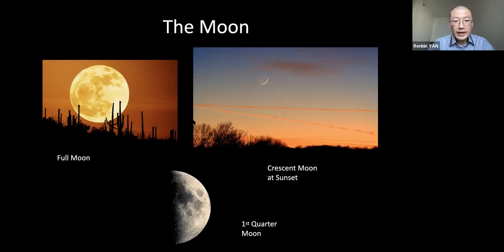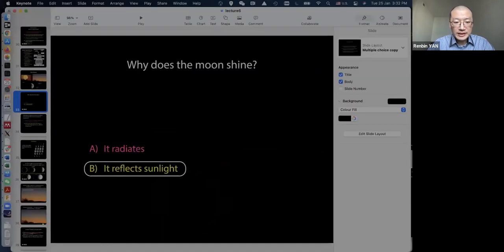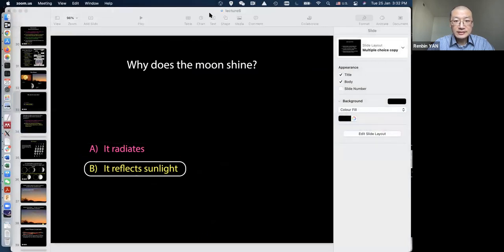So why is the moon sometimes a full circle, sometimes half, sometimes just a silver crescent? What is the reason for the moon phases? First of all, before I ask you that question, I want to ask this question: why does the moon shine? Is that because it radiates or because it reflects sunlight? Actually, let me start the next poll.